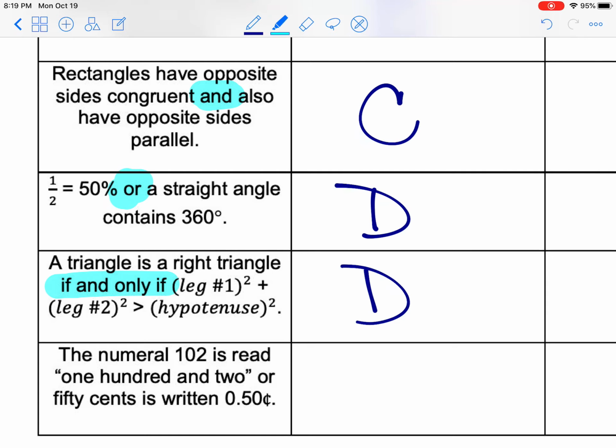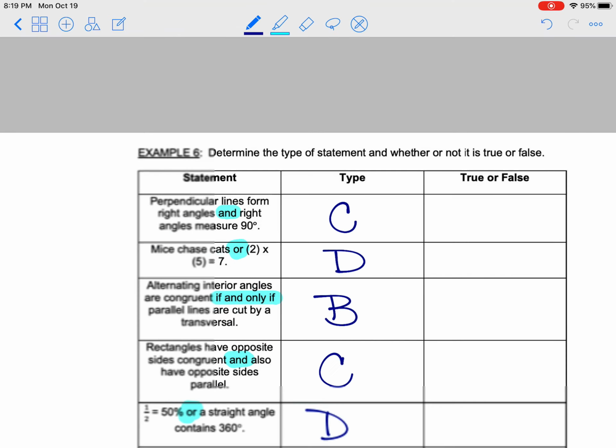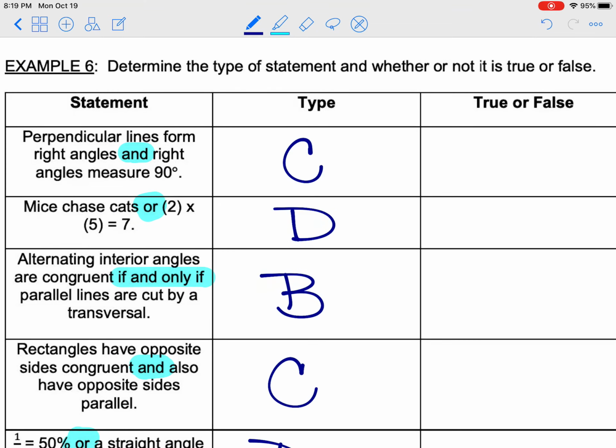Next one, a numeral 102 is read 102, or 50 cents is written as 0.50 cents. So or means we have a disjunction. I wrote the wrong letter here. Sorry about that. That should be a B for biconditional. Okay, so again, if it's an and statement, both parts have to be true, or statement, at least one. If and only if, we will look at it forwards and backwards.